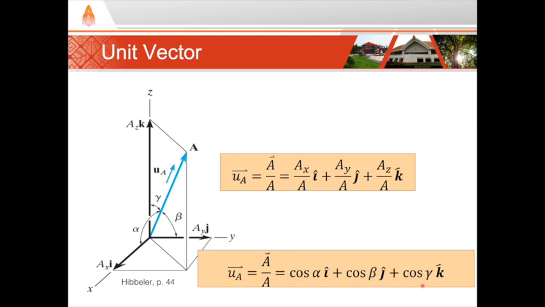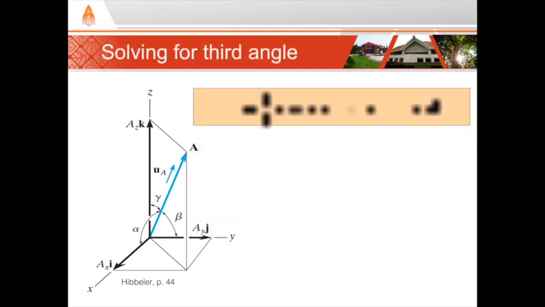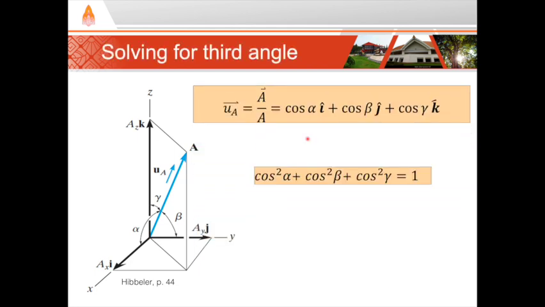So if the unit vector has a length of 1, then we know that the sum of the squares of the cosines of alpha, beta, and gamma will also equal 1. So we can take the square of the cosines of each of these and add it up equal to 1. And this can be useful if we only know 2 of the angles and we want to solve for the remaining third angle. For example, if we know alpha and beta, we can solve for gamma using this equation.